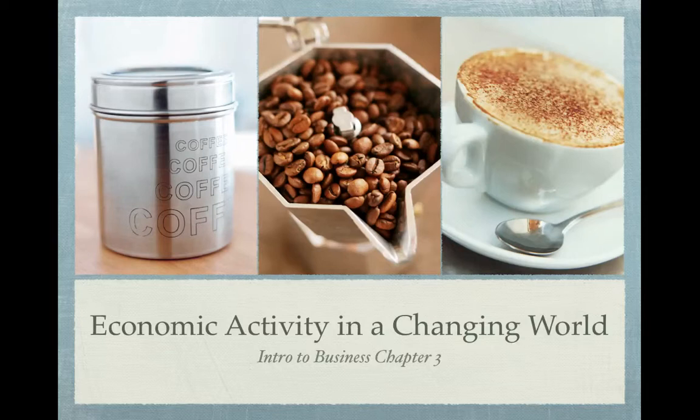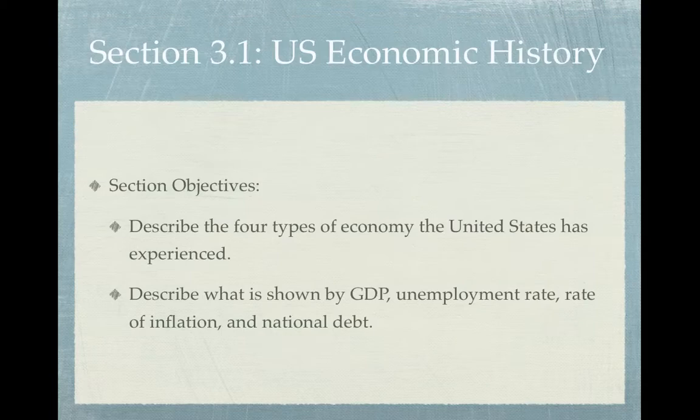We are going to move on to Chapter 3, entitled Economic Activity in a Changing World. Lesson 3.1 is about the U.S. economic history. So our objectives for this are to describe the 4 types of economy that the United States has experienced and describe what is shown by GDP, unemployment rate, rate of inflation, and national debt.